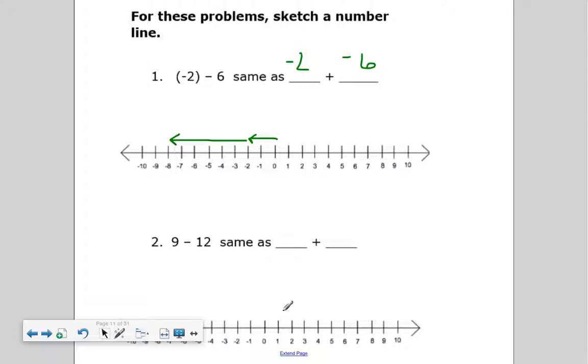So 0. I go 9 units to the right. Minus 12 means I go back 12 spaces to negative 3, which is the answer. How can I rewrite this as an additive expression? Add the opposite, keep, add it. Opposite of 12 is negative 12. 9 plus negative 12 is negative 3.